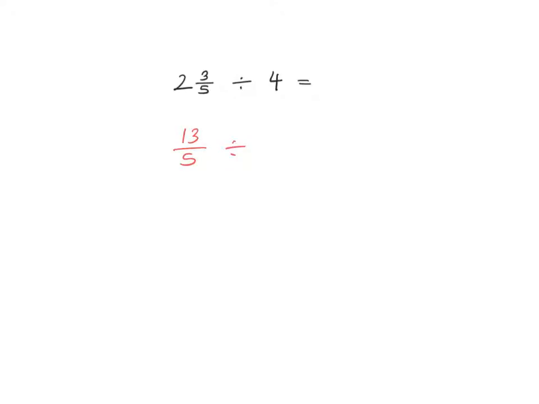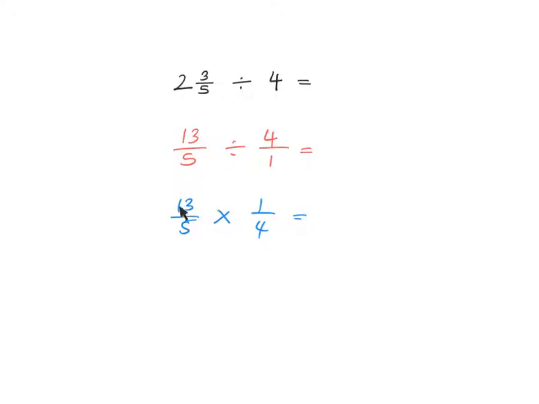And then the 4 here can be written as a fraction over 1. Any whole number, any integer can be written as a fraction over 1. So this becomes 4/1. And once again, when you are dividing fractions, all you need to do is just invert the divisor fraction, invert the fraction that you're dividing by, just flip it over, and then multiply them. So 13/5 times 1/4. As you can see, I have inverted the divisor fraction.